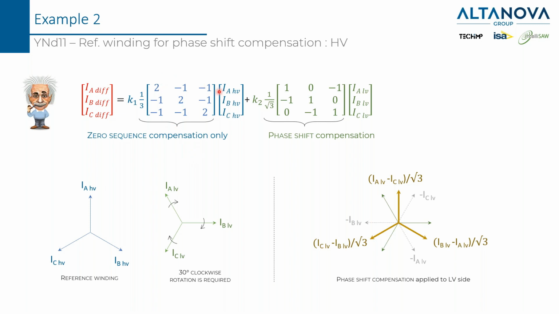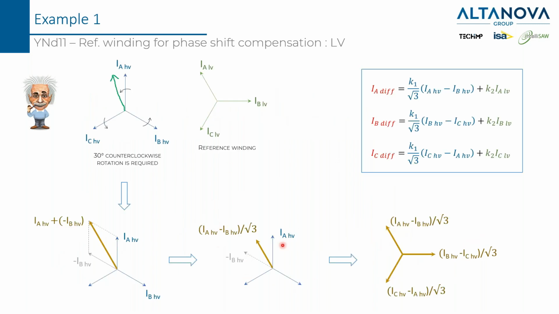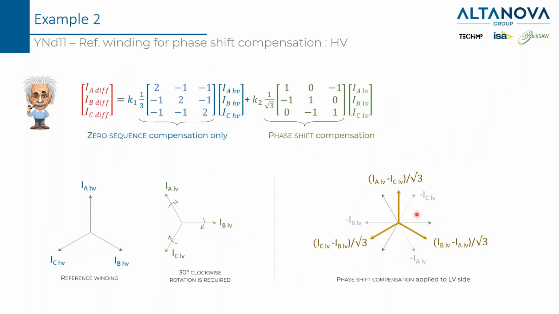Okay, so applying the same calculation as before, I have to repeat all the passages. What I will find in the end is that this is not doing any phase compensation, any phase rotation, but the low voltage currents are rotated by 30 degrees clockwise. So if you repeat the same exercise, with the same passages that we did before, then you will see that this is the final result.